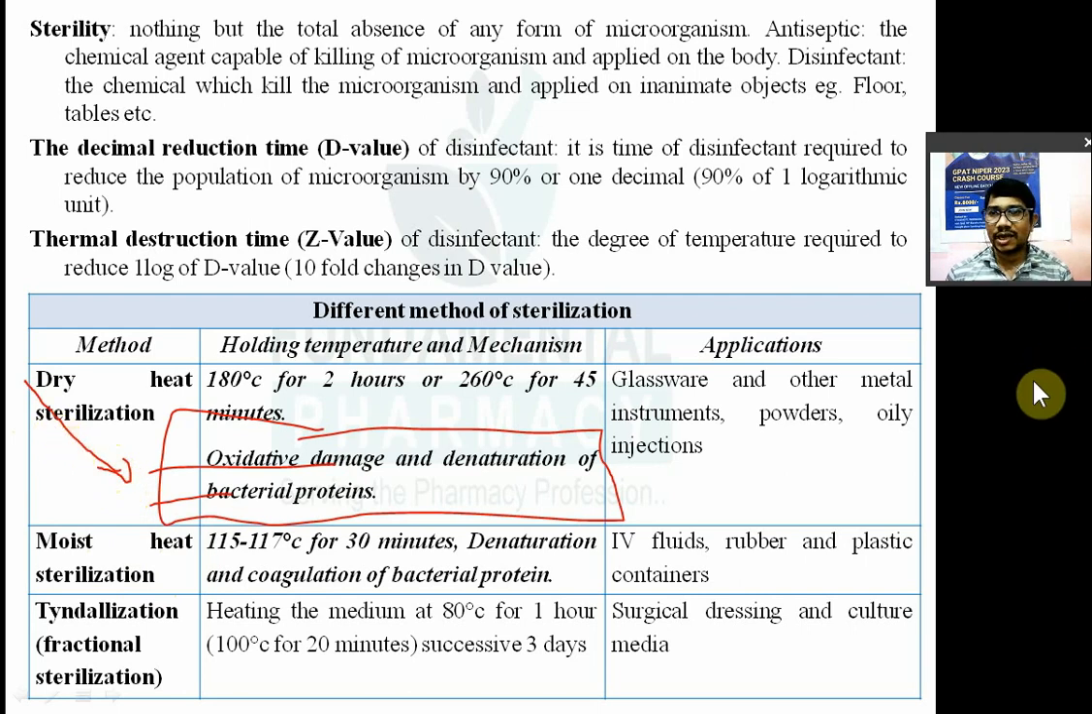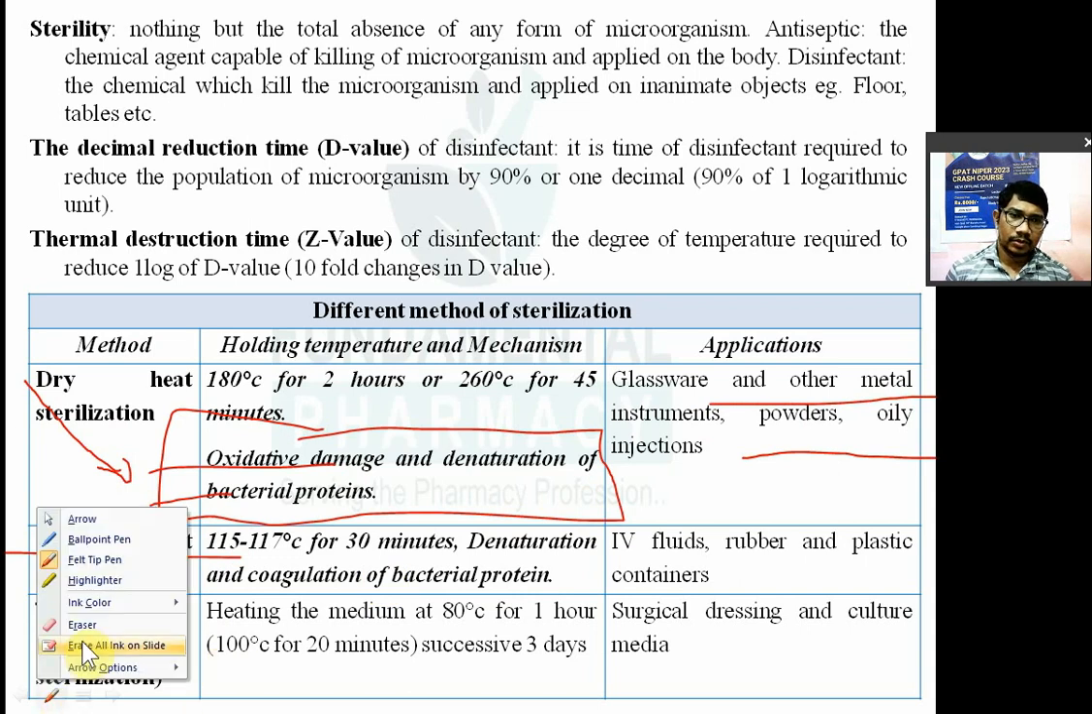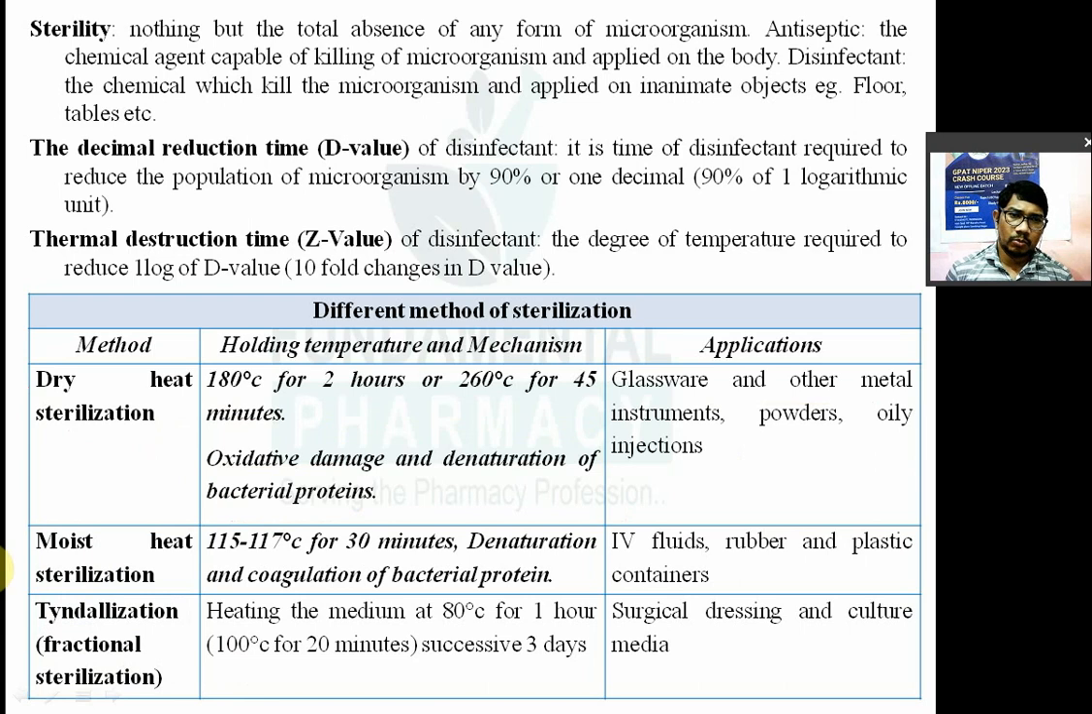सो एप्लीकेशन क्या है? सो ड्राई हीट इज यूज्ड टू स्टरलाइज द ग्लासवेयर्स or other metal instrument, powders, oil injections. They are sterilized by dry heat. Next to the moist heat sterilization. Moist heat मतलब क्या है? यहाँ पे water vapors. Okay? Moist मतलब water. So moist heat sterilization.